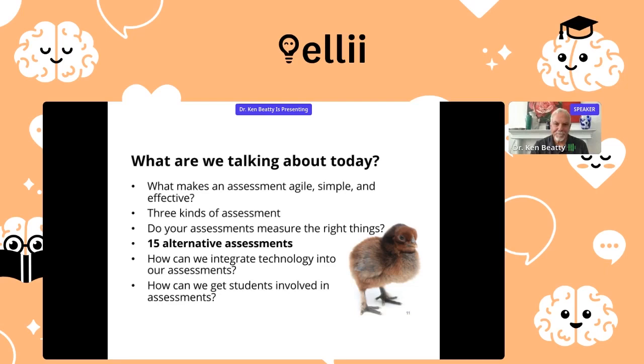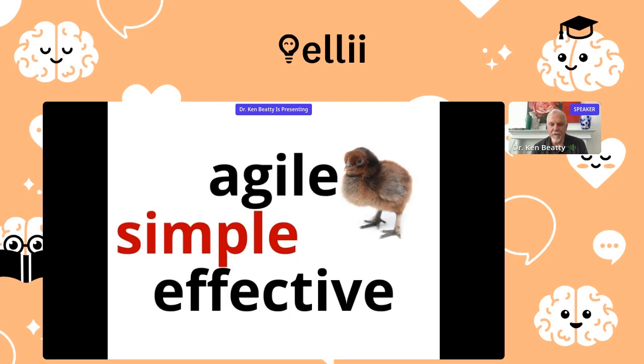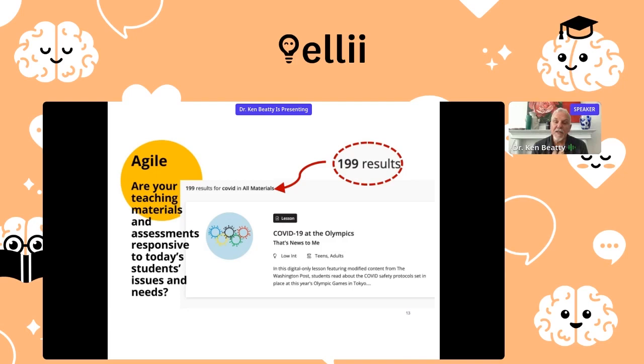Okay, agile, simple, and effective. So what do these three things mean? To be agile really is to look at your teaching materials and your learning materials and your assessments and question whether or not they're responsive to today's students, to today's issues and today's needs. And this is really something that I love about Ellii. Ellii allows you to keep up with the world, keep up with what's going on in the world. If you're looking for things about whatever's happening today, you can find it.